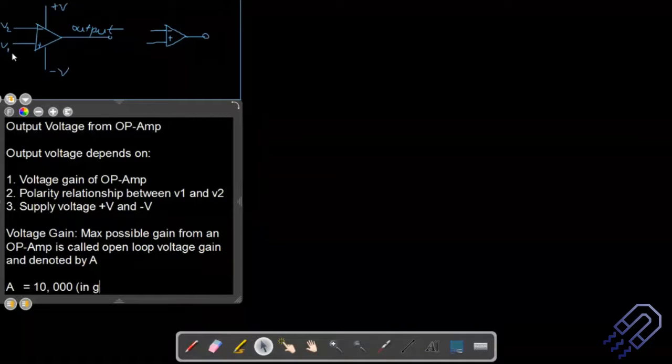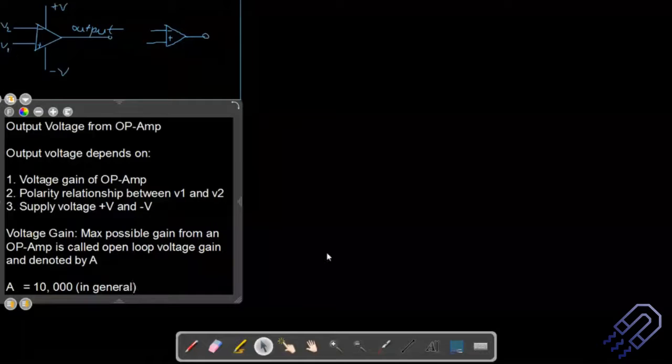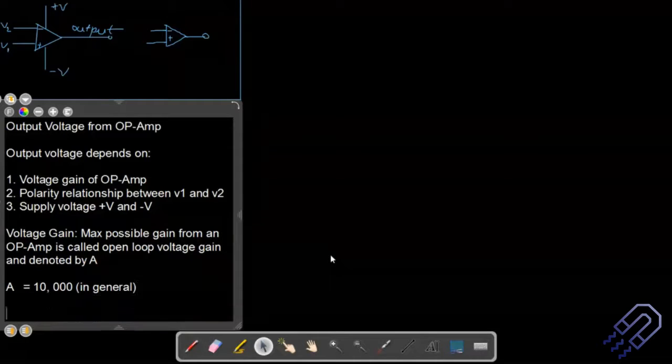What exactly do you mean by open loop? Open loop means that we are not going to apply any kind of feedback into this. Maybe I can write this down here. I'll explain this with the help of a diagram, it'll be more clear.